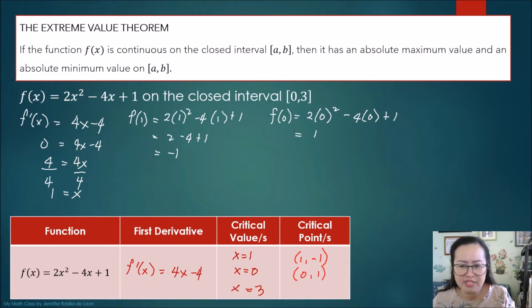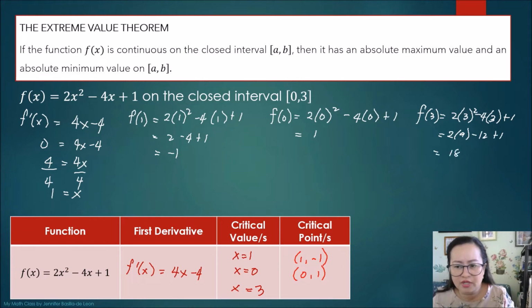Now, when x equals 3, let's evaluate. So we will have 2 times the square of 3 minus 4 times 3 plus 1. So this will be 9, then we can have this as 12. Then we have 18 minus 12 plus 1. Simplifying further, we will have 7. So the critical point would be (3, 7).